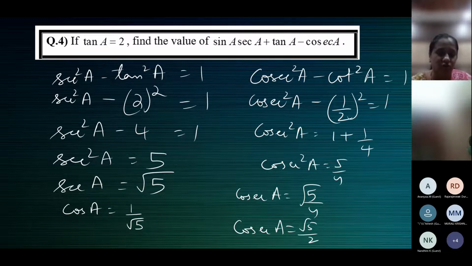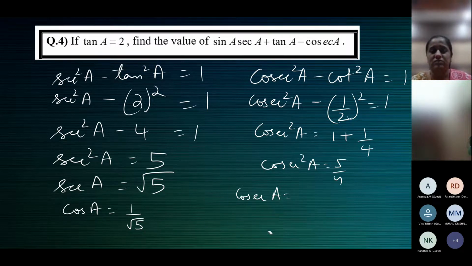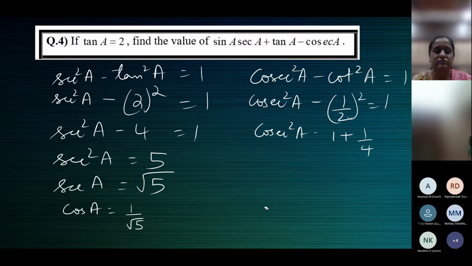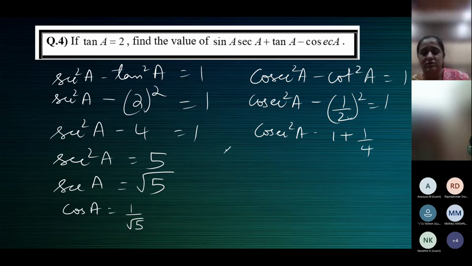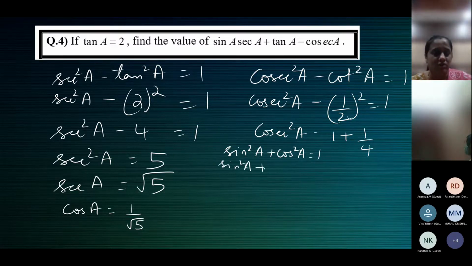You can also use sine square A plus cos square A is 1. So we are trying to find sine square A plus cos square A. Cos A is 1 by root 5. So cos square A is 1 by root 5 the whole square, and sine square A plus cos square A is equal to 1.